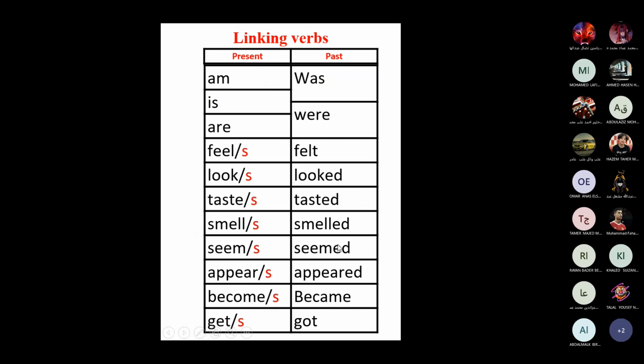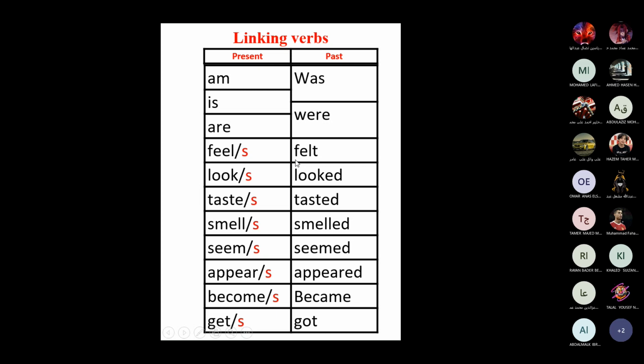So you see this table, guys. Linking verbs are in that table. They come in the present or in the past. In the present, you have am, is. Their past is was. You have are, its past is were. Feel or sometimes feels. Look, looks. Taste, tastes. Smell, smells. Seem, seems. Appear, appears. Become, becomes. Get, gets. Each has its own past. Feel or feels, felt. Look or looks, looked. Taste or tastes, tasted. Smell or smells, smelled. Seem or seems, seemed. Appear or appears, appeared. Become or becomes, became. Get or gets, got.